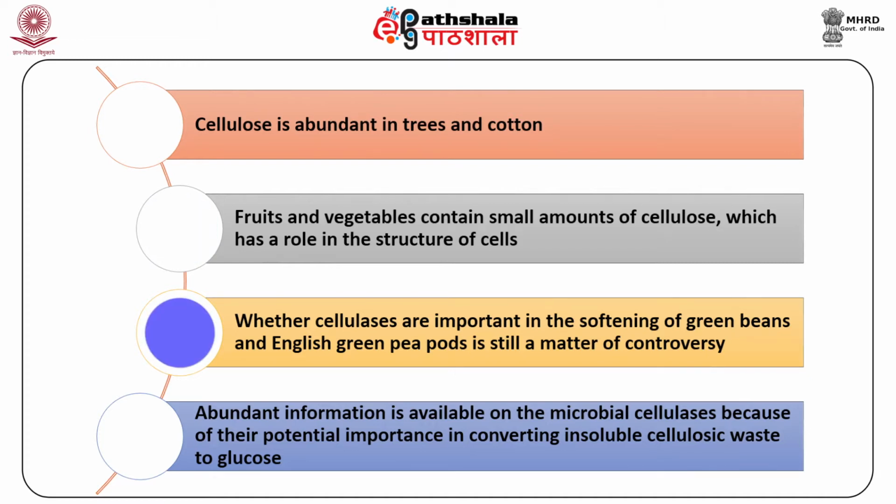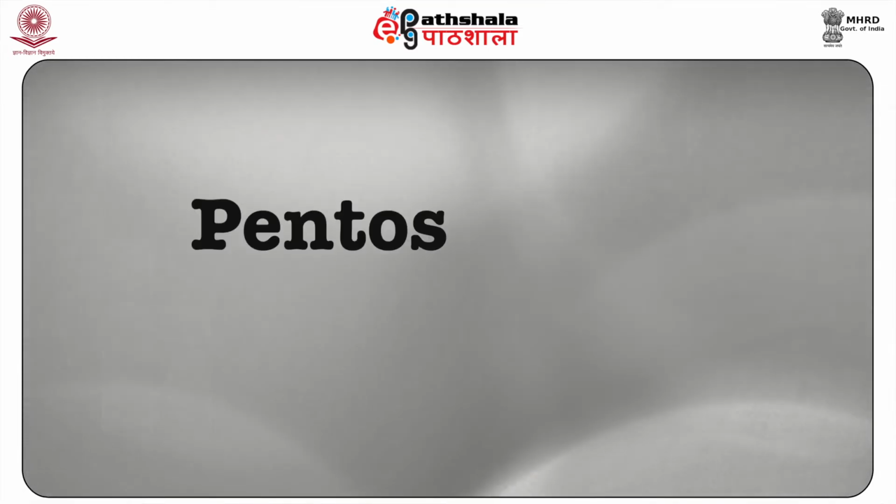Whether cellulases are important in the softening of green peas and English green pea pods is still a matter of controversy. Abundant information is available on the microbial cellulases because of their potential importance in converting insoluble cellulosic waste to glucose. Pentosanases.